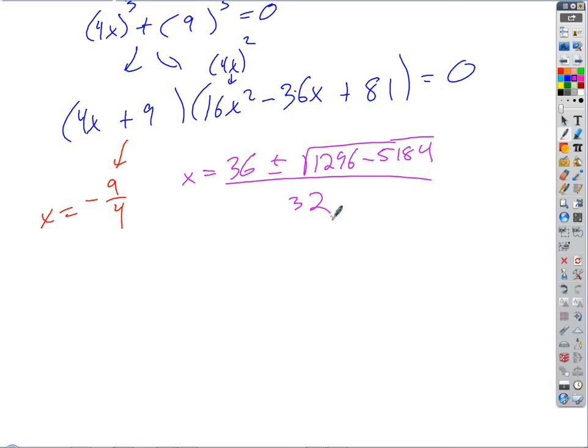All right, so what is this? 1296 minus 5184. Negative 3,888. So that's not going to probably reduce nicely, but that's all right. So 36 plus or minus the square root of negative 3888? Yes. Yeah, that doesn't look like a square.